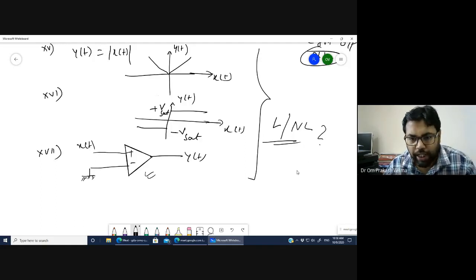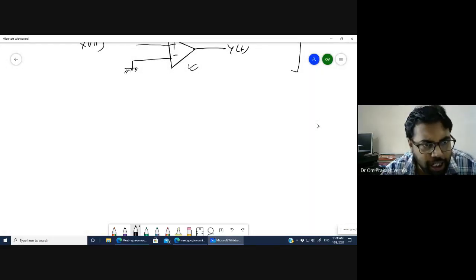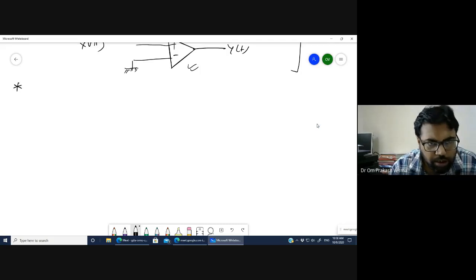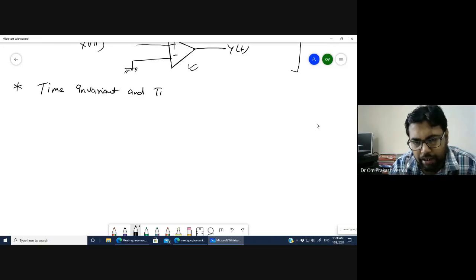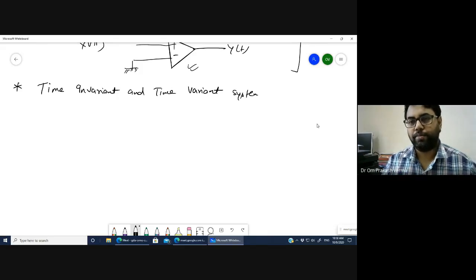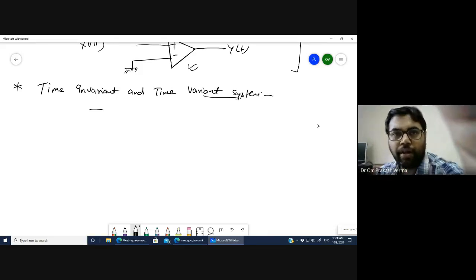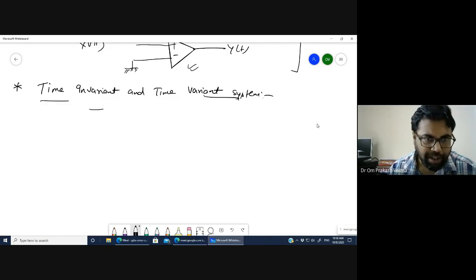So I am moving towards the next topic, and the next topic is also very important. We have discussed the linear and non-linear. Now we are going to discuss the time variant and time invariant system. Time invariant is very important. Time invariant and time variant system, right? Time variant and time invariant system. So, what is the time variant, time invariant? So how is the time invariant defined?